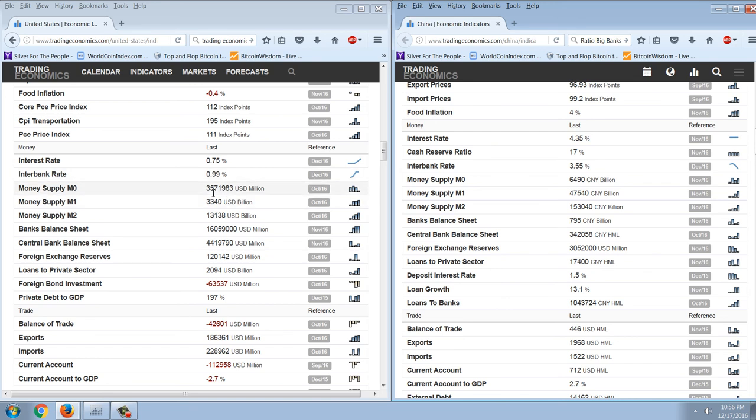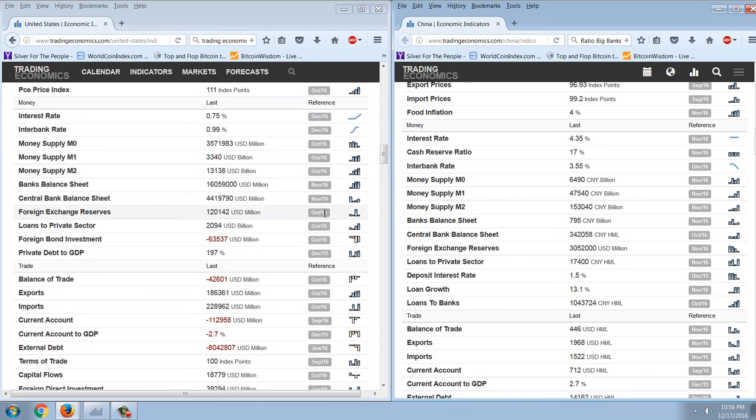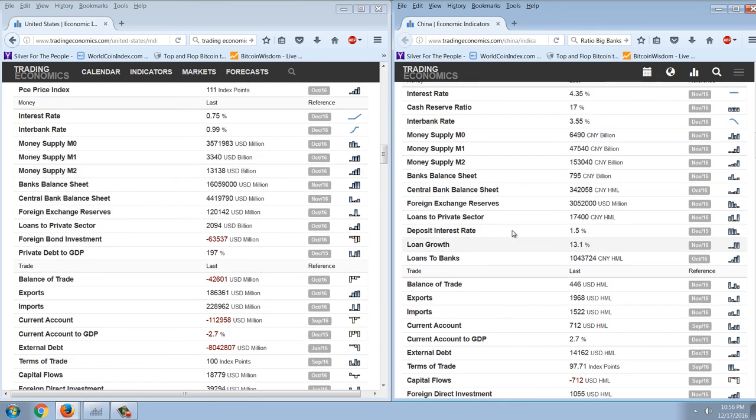Now look at the interbank rate. You've got 0.99% in the U.S. You've got 3.55% in China. Cash reserve ratio, you've got 17% in China. That's Chinese banks' cash reserve ratio. Don't have a cash reserve ratio in the United States. Interesting. Bank balance sheet, I don't know how to compare that, but the numbers look fairly fuzzy when you compare them.